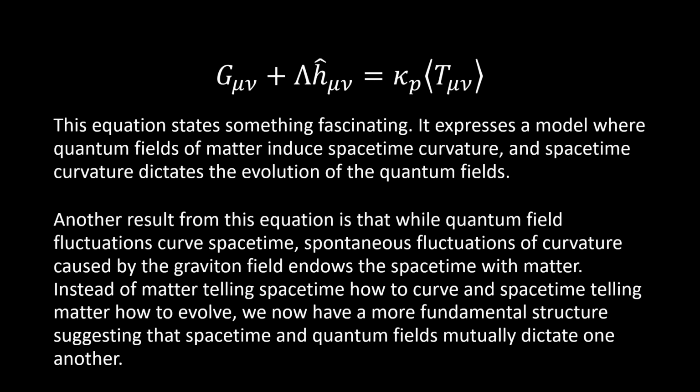So instead of matter telling space-time how to curve and space-time telling matter how to evolve, in addition to that knowledge we just said with that equation, we now have a more fundamental structure suggesting that space-time and quantum fields mutually dictate one another without priority. Either of them can actually exist prior to the other, neither at the same time or both at the same time. That's not the point. The point is that quantum fields and space-times existing are mutually dependent at a scale at which you define gravity, curvature, all these dynamics that are occurring in our universe that are unique from pretty much nothing happening.